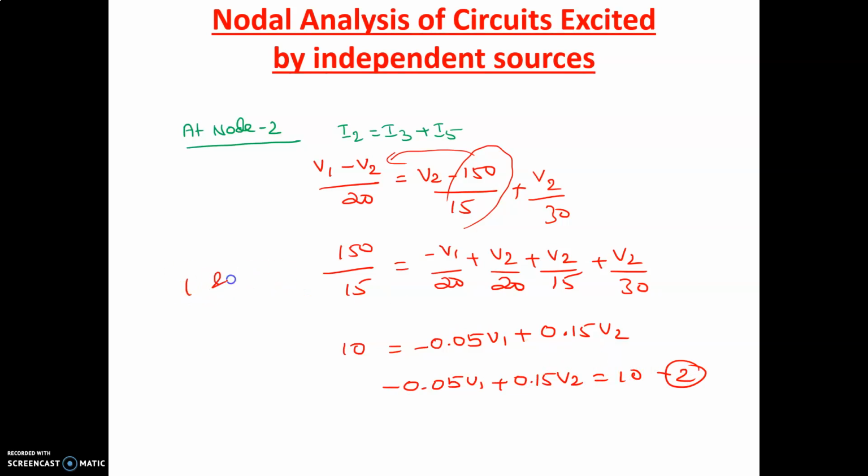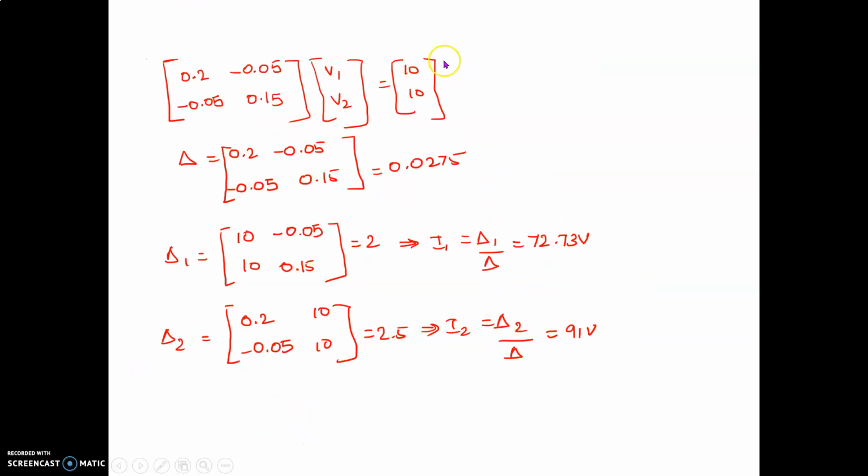From equations 1 and 2, we have to form a matrix. How will we form the matrix? The conductance matrix, or 1 by R matrix, which is the reciprocal of resistance, into the voltage matrix is equal to the current matrix. Here I have written the coefficients of V1, V2 from the first equation, and this is from the second equation. So this is my conductance matrix into voltage matrix, equal to current matrix.